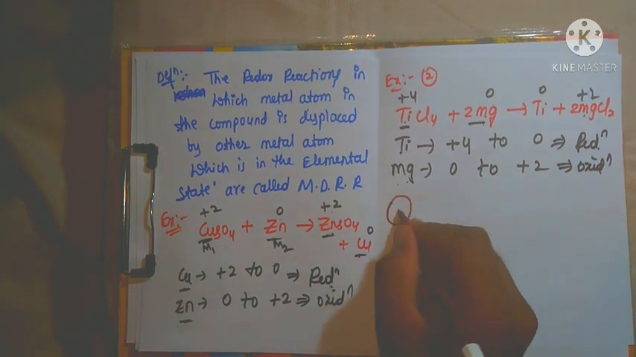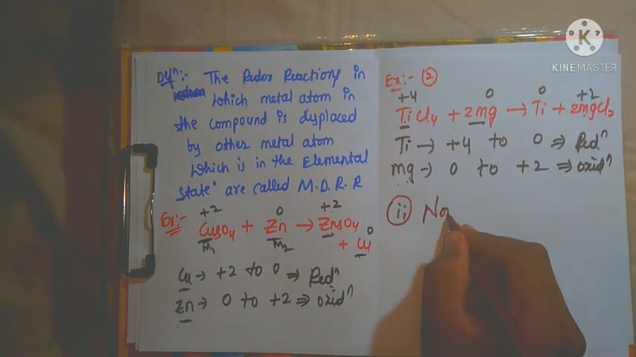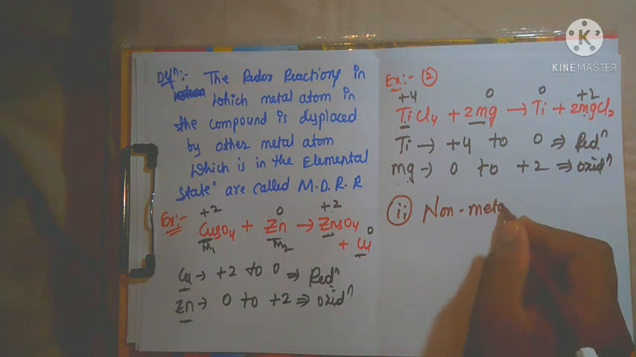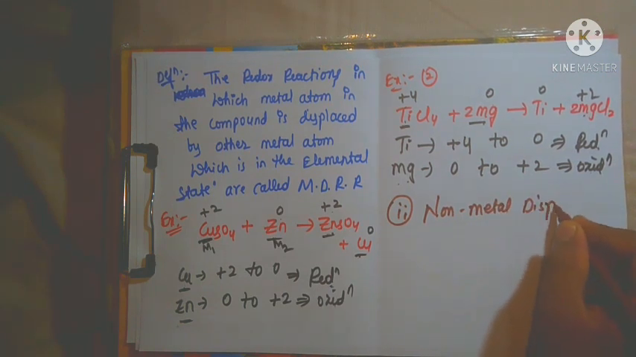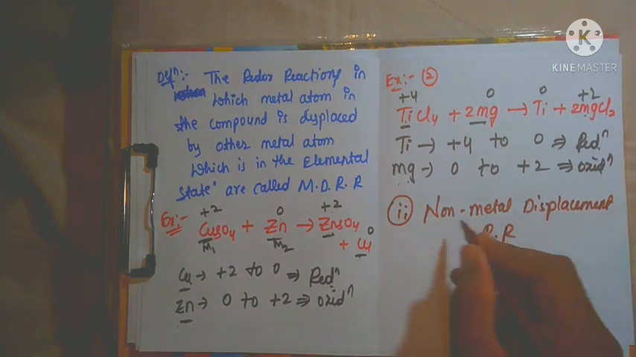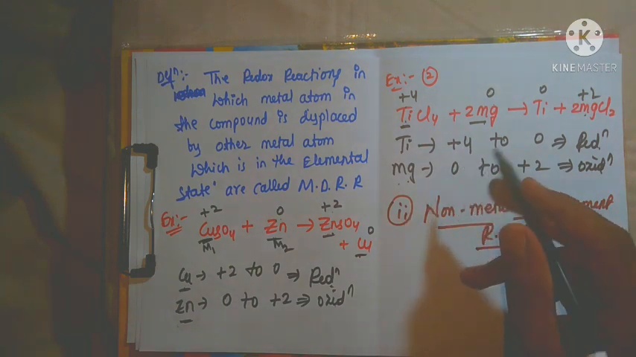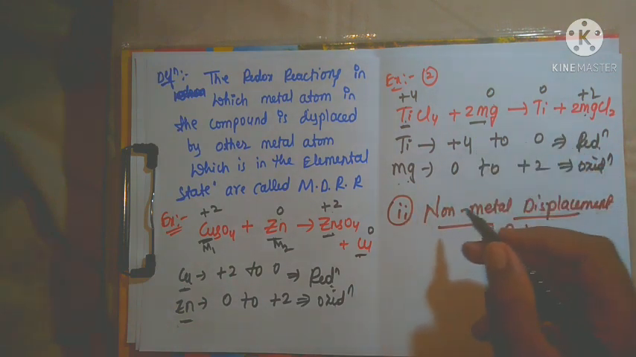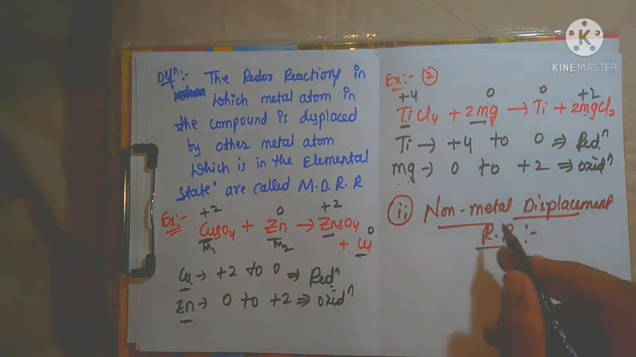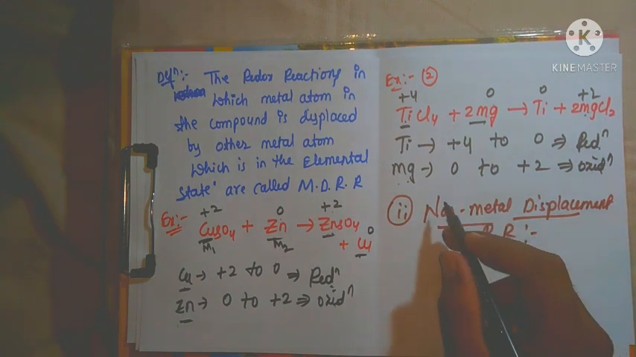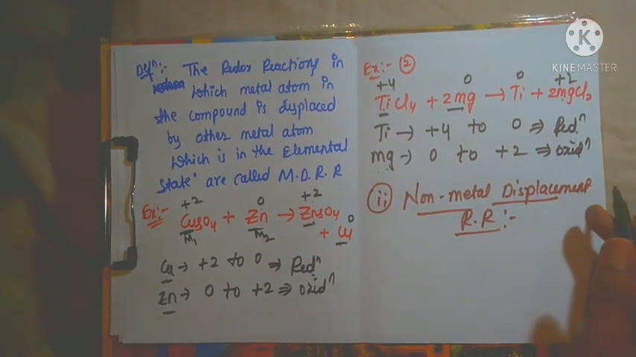Second type, that is non-metal displacement redox reaction. Here one of the metals displaces the hydrogen. In metal displacement, a metal displaces another metal. In non-metal displacement, one of the metals displaces a non-metal, that is hydrogen. That is called non-metal displacement redox reaction.